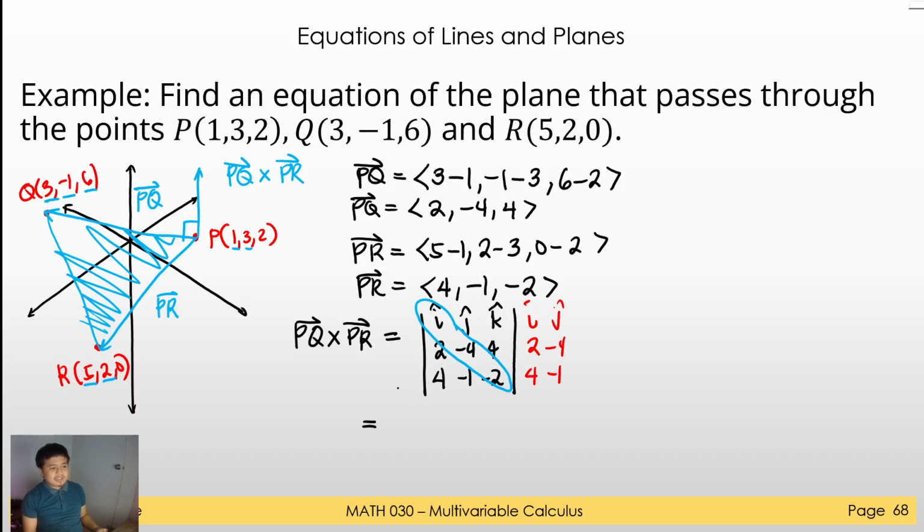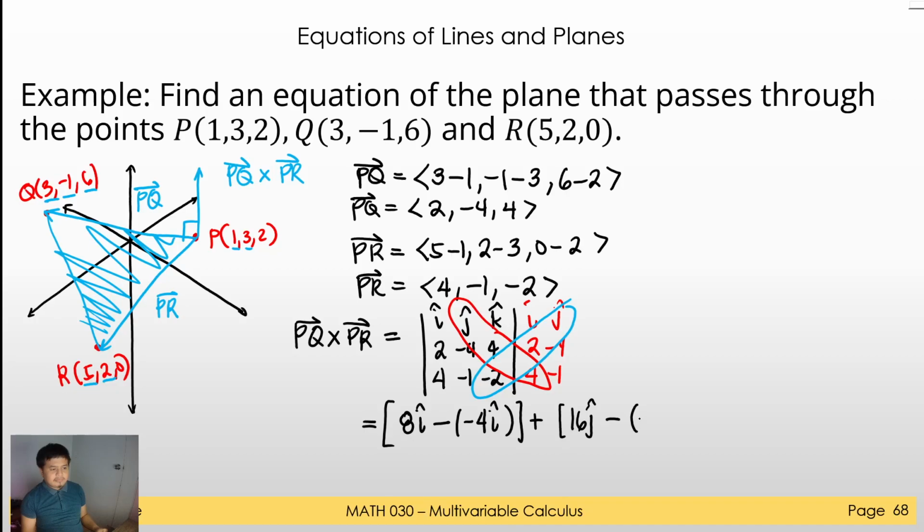So for the i, we can just multiply these three terms here. So we have +8i, right? And then minus this one, so we have -4 for i. This is one thing I learned from you guys, actually. And then for the j, we have plus 4 times 4 is 16, so 16j, minus this j here, so we have -4j.